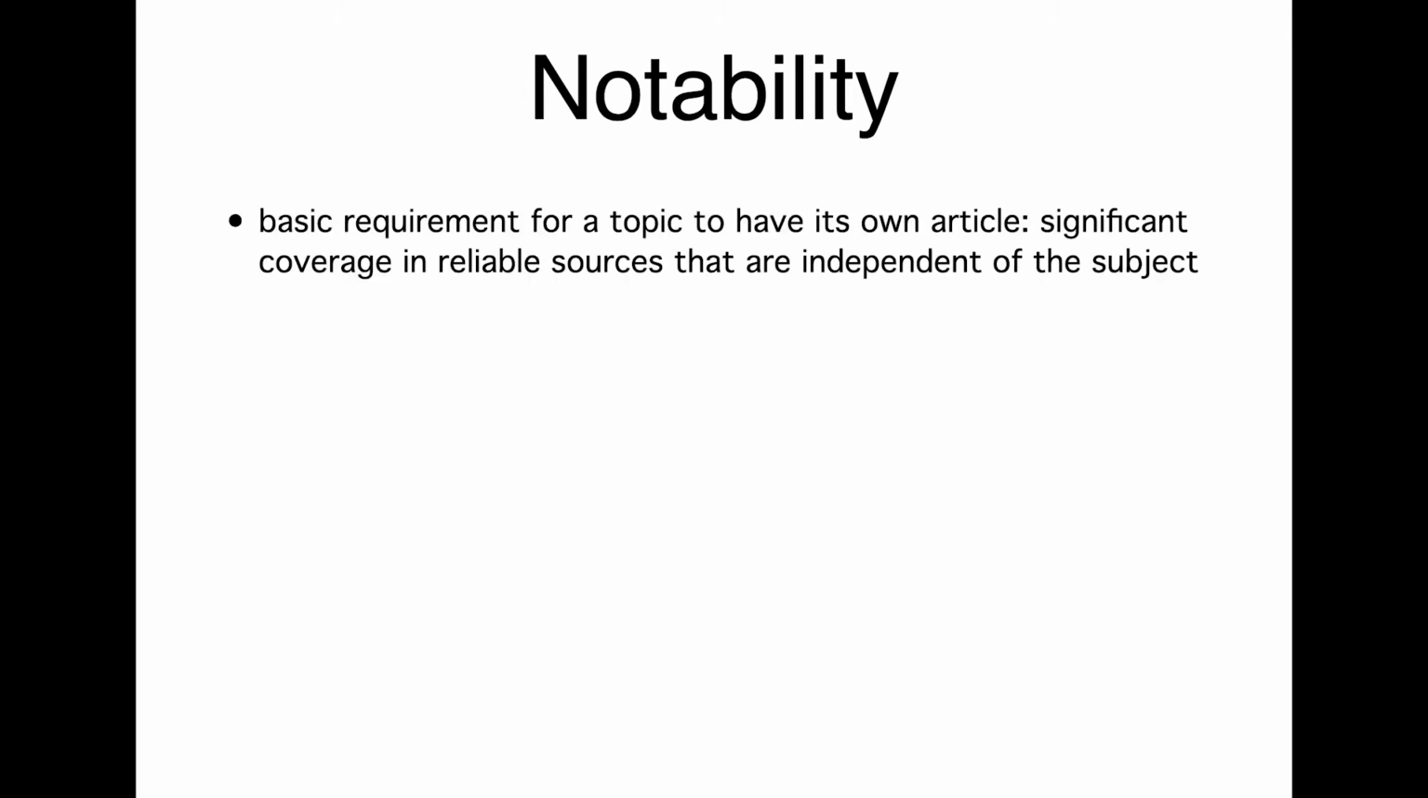Okay, notability. This comes into play a lot when you're trying to make an article about a person, especially a scientist, because they usually don't have that much written about them in the form of one of those sources that Wikipedia likes. So for a topic to have its own article, it needs to have significant coverage in reliable sources that are independent of the subject.